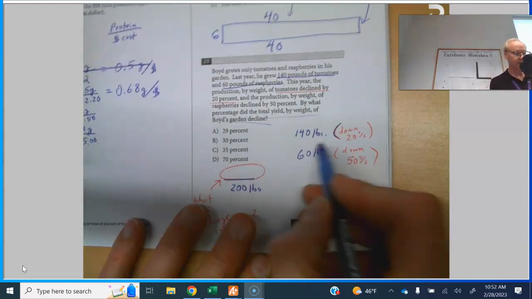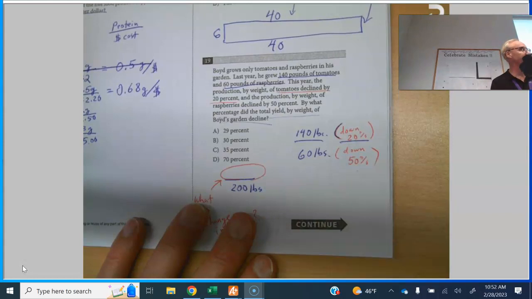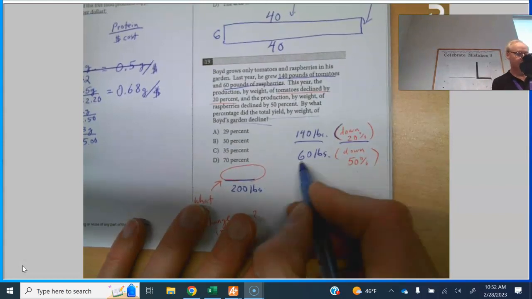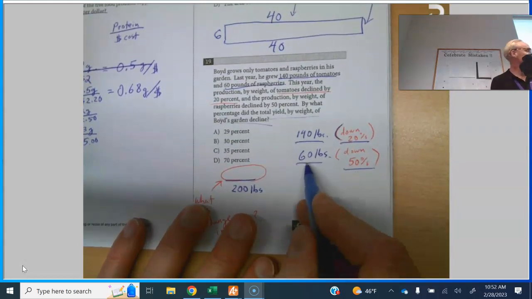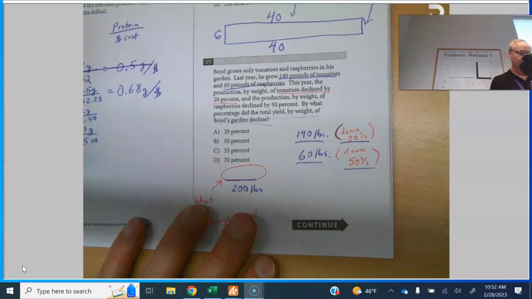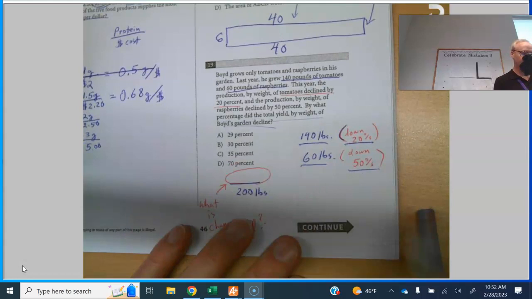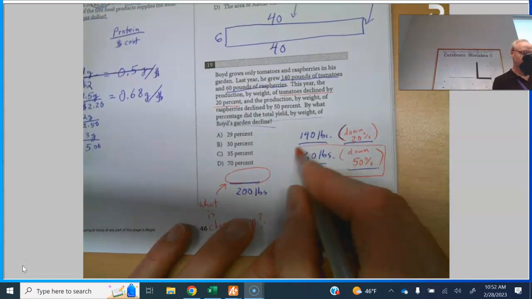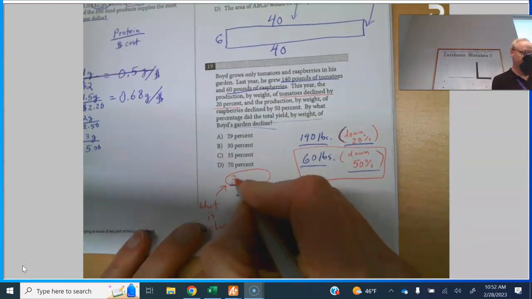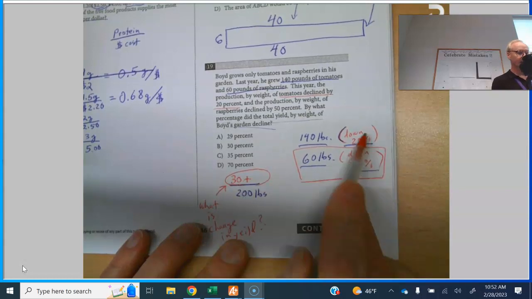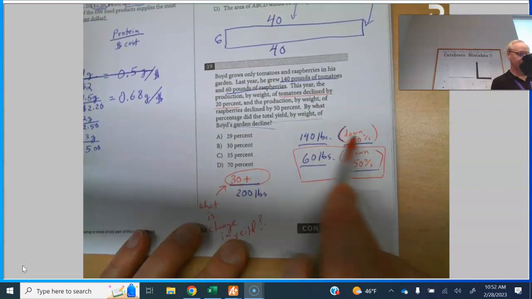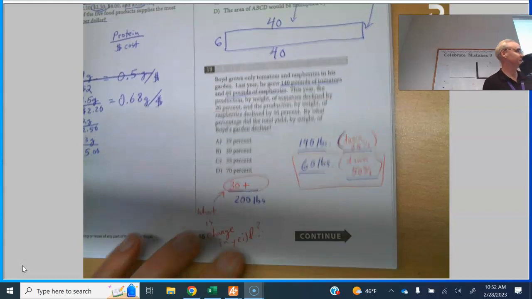This last one, you're going to take 20% of 140 pounds. 50% of 60 pounds is just 30 pounds. So this part right here, we lost 30 pounds of raspberries. Find out how much you lost in tomatoes and then figure out what the percentage change is.